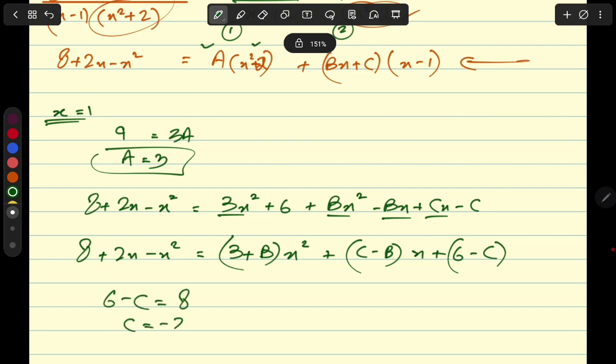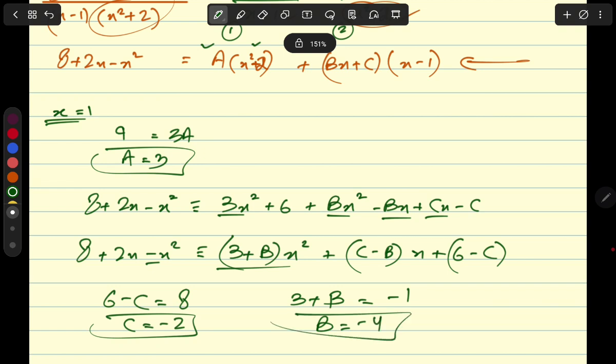Now the constant is going to be 8, so 6 minus c is equal to 8, therefore c is going to be equal to negative 2. And 3 plus b is the coefficient of x squared, so we can compare it to the coefficient of x squared on the left hand side, and we put the identity sign here. So this is negative 1, so my b is going to be negative 4, right? So that's the answer, and that's it.